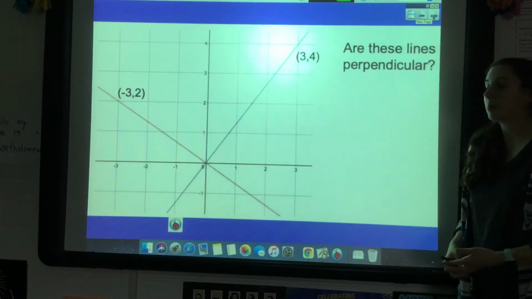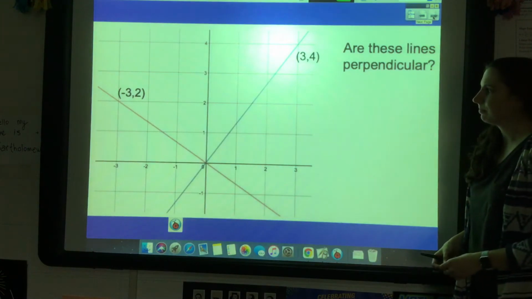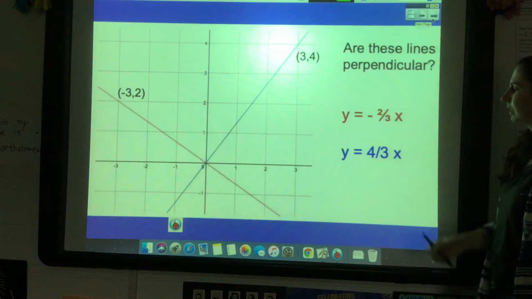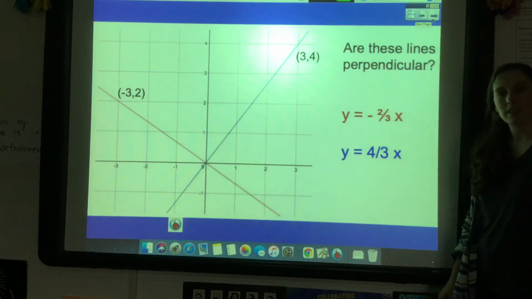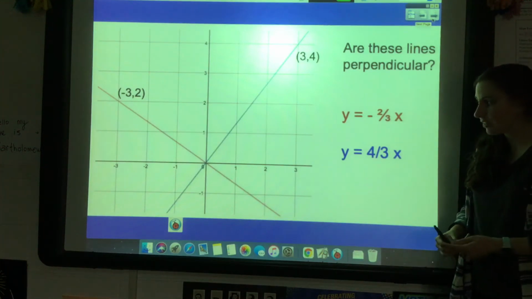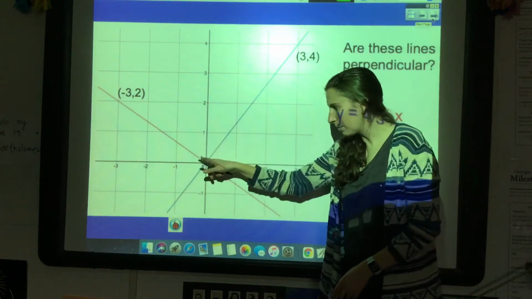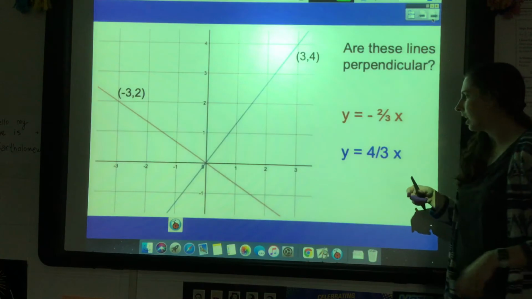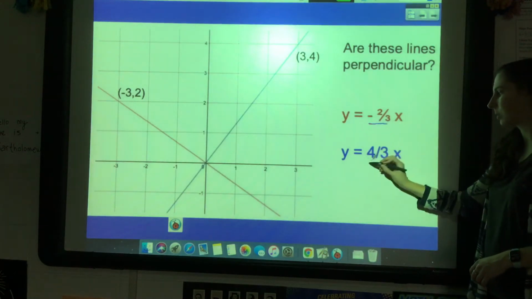Are these lines perpendicular? And here's a little more information for you. These lines are not perpendicular, even though they look like it. They look like they make a right angle, but they don't. It's not quite exactly a right angle. You can tell again because of the slopes.